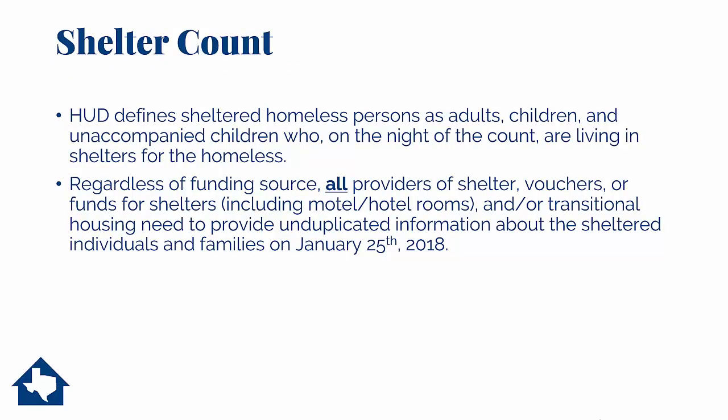Alrighty, so now looking a little bit deeper at what the shelter count specifically is. HUD defines sheltered homeless individuals as adults, children, and unaccompanied children who on the night of the count are living in shelters for the homeless. So, regardless of the funding source, all providers of shelters and transitional housing need to be surveying and providing information on those that are staying in their facilities on that particular night. This year, our point in time date is going to be January 25th, 2018.